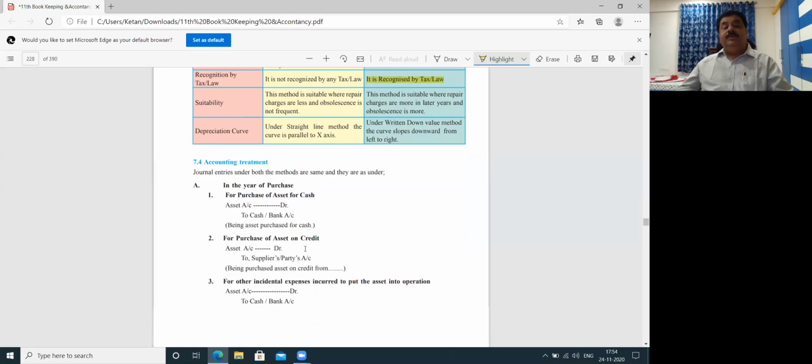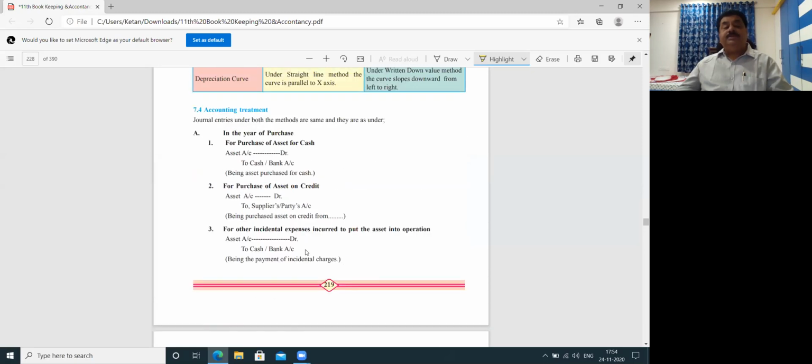Okay, and now we are moving towards the very important discussion, that is accounting treatment, the last part of the theory. Journal entries, okay, under both the methods are same and they are as under. Very important to understand. The entries are same. The accounting treatment is the same in both the methods. Only the way of calculation is different. म्हणजे कॅल्क्युलेशन करायची पद्धत वेगळी आहे, पण अकाउंटिंग ट्रीटमेंट, जर्नल एंट्रीज, लेजर अकाउंट सगळं सेम आहे.